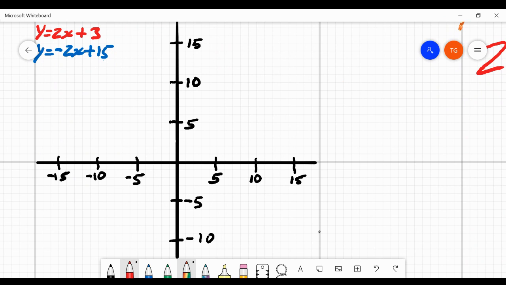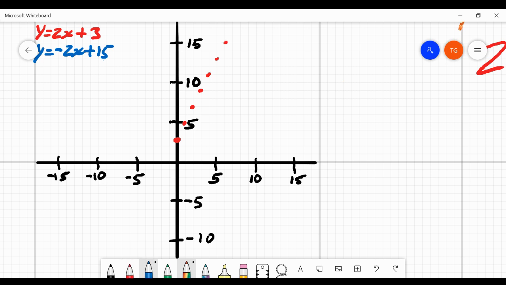And of course, 2x is our growth rate, and the plus 3 is our starting point, or y-intercept. So we're going to start there. We're going to put a red dot at 3 on the y-intercept right here. And then 2x tells us we go up 2 and over 1. 1, 2, over 1. 1, 2, over 1. You can see that it just keeps growing.